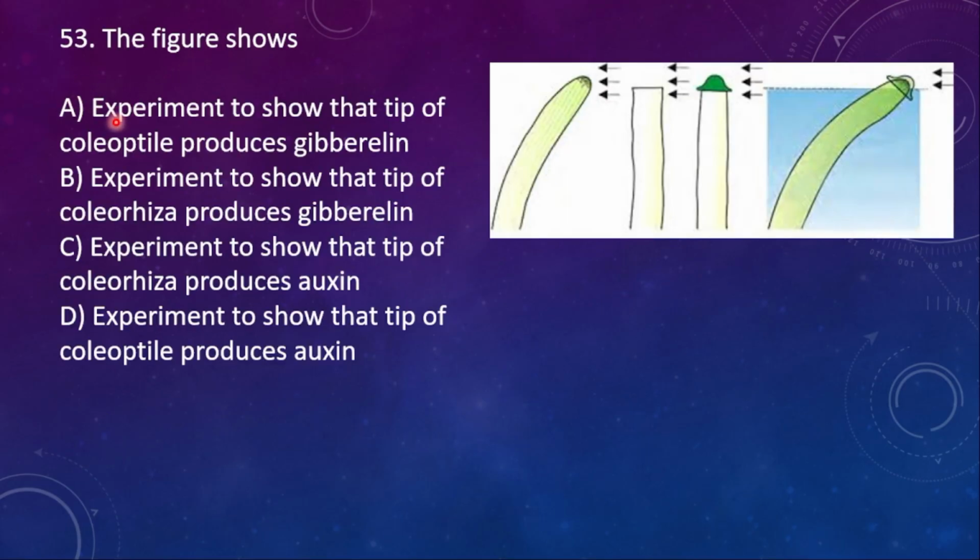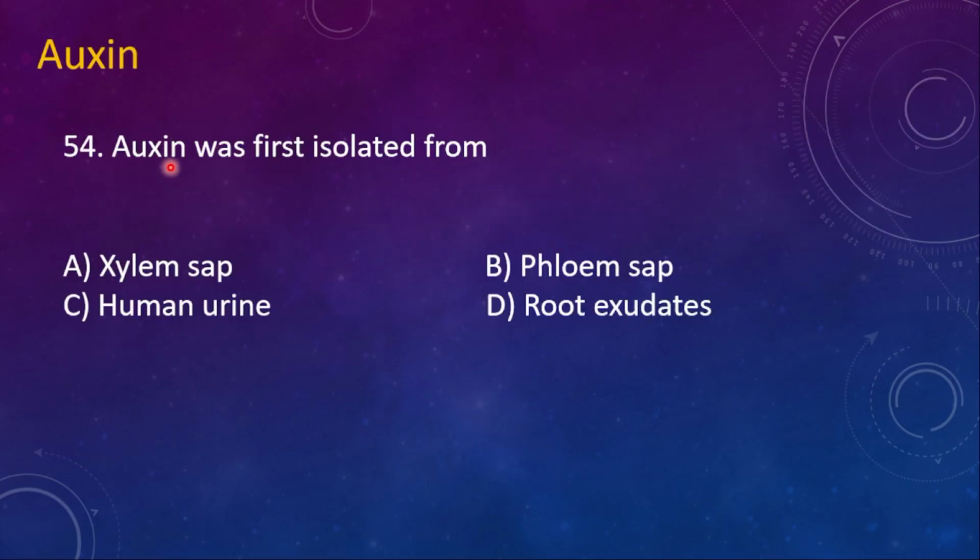The figure shows A. Experiment to show that tip of a coleoptile produce Gibberellin. B. Experiment to show that tip of coleorhiza produce Gibberellin. C. Experiment to show that tip of coleorhiza produce Auxin. D. Experiment to show that tip of coleoptile produce Auxin. Here the right option is option D, Auxin.